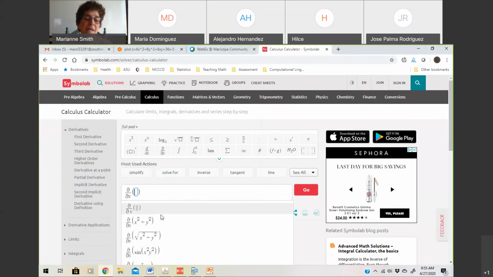You can see they have some examples here with functions of two variables and they're taking partial derivatives. These are just examples. And the benefit of Symbolab is it will actually show you steps. So if you're looking for technology, not a problem.